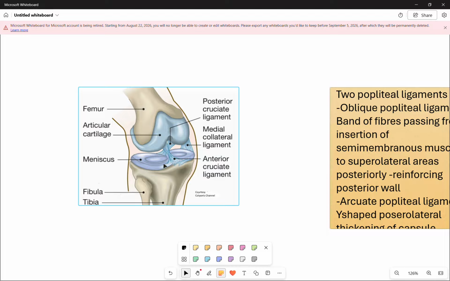And these are the menisci. That's the lateral meniscus, and this is the medial meniscus. Menisci are fibrocartilage. This medial meniscus is attached to the medial collateral ligament and attached to the capsule, whereas lateral meniscus is free from the attachment of the fibular or lateral collateral ligament.